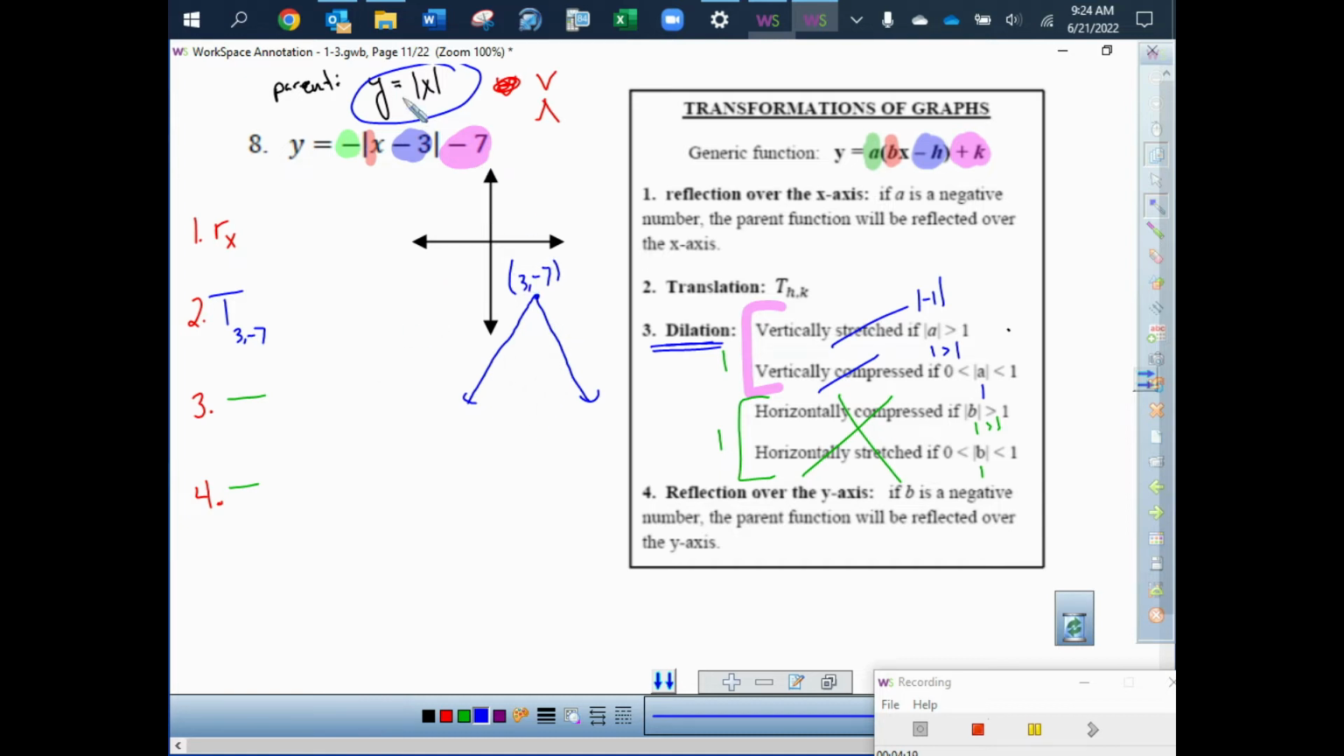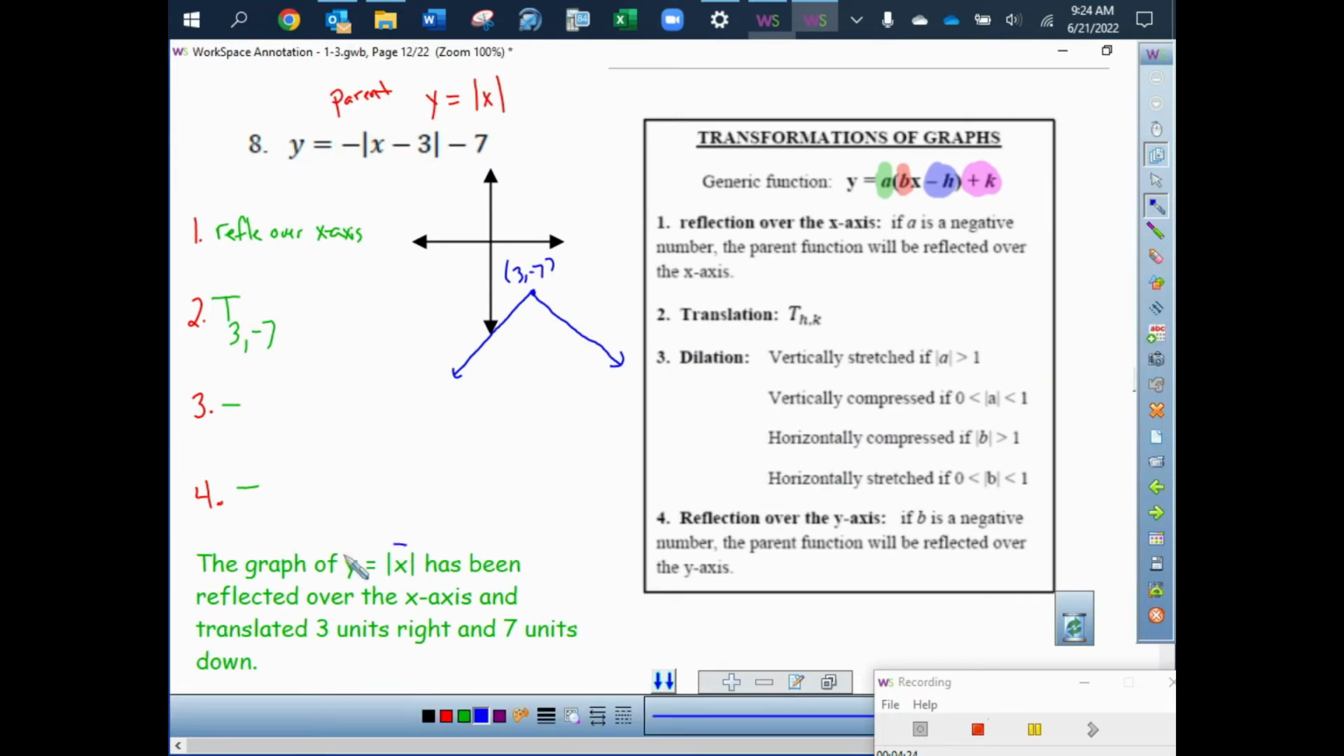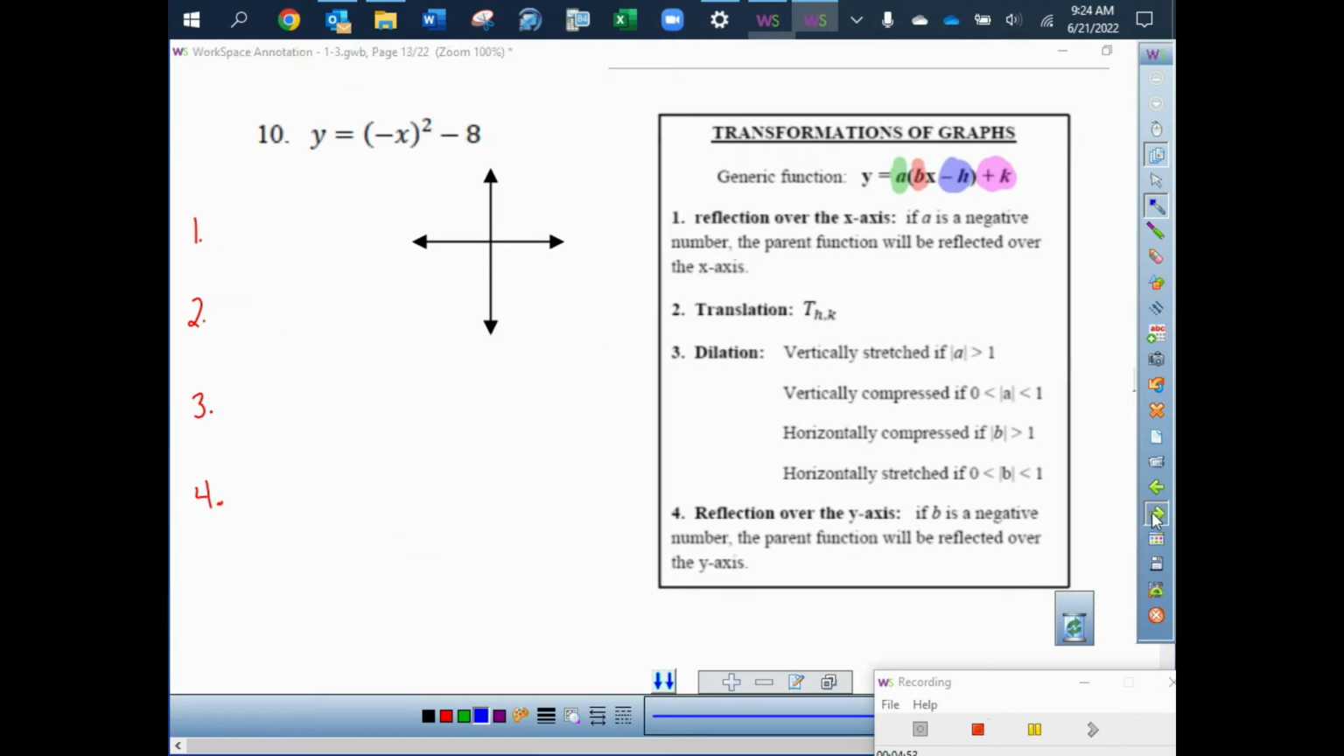So last thing is write our sentence. We'll say the graph of parent function. In this case, the parent function is y equals absolute value of x. It's not always going to be that. We'll see that on the next problem, but the graph of parent has been, and then whatever you write in these 4 steps goes in the sentence in the order that we put them in also. So it has been reflected over the x-axis. It has been translated 3 units right and 7 units down, and that's the only thing that happened to it. Weird. So pause the video if you need to write that sentence, and then we're going to keep on keeping on to the next one.